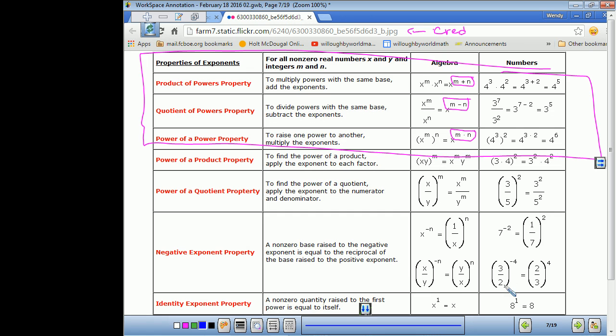about the properties of exponents. We don't really need reminding because we just reviewed them. But here's a chart that has all of our properties of exponents, and I found this on the internet, but I'm giving credit. See? There we go. That's where I found it. Cred. All right. Street cred.